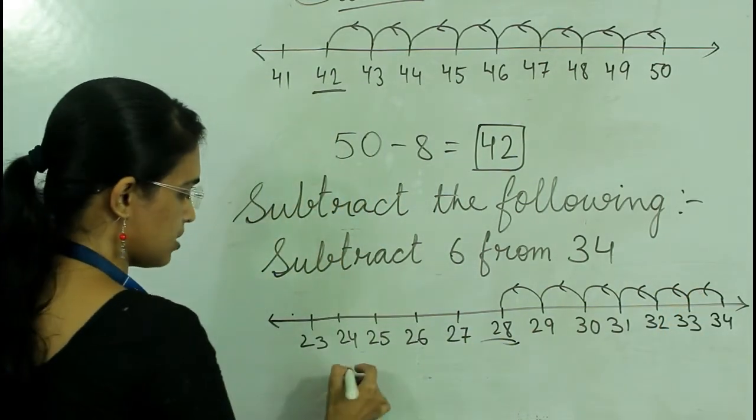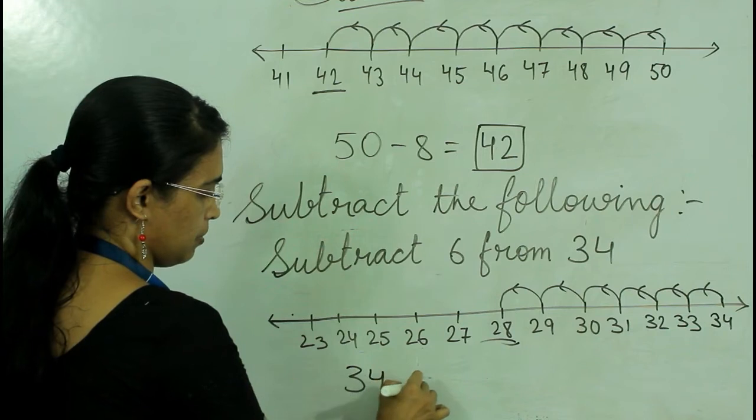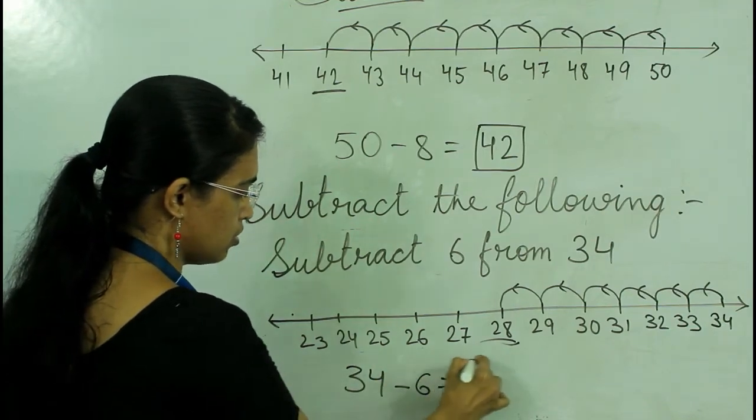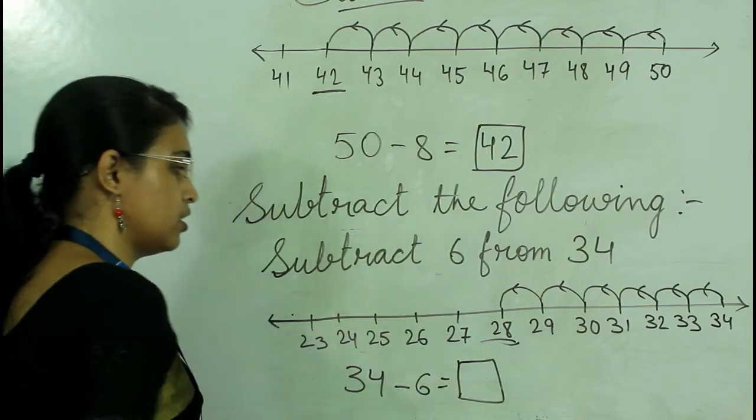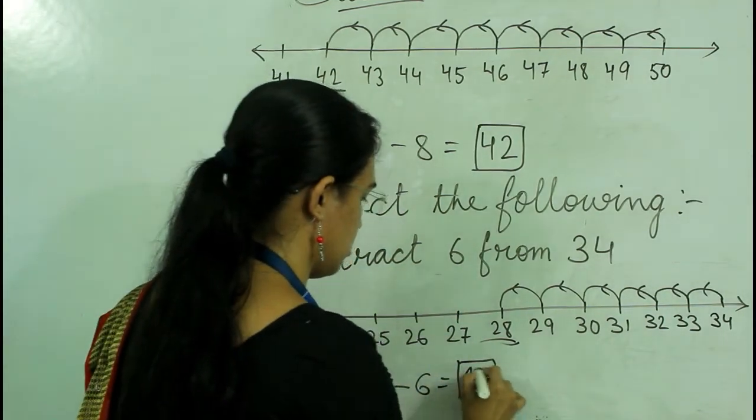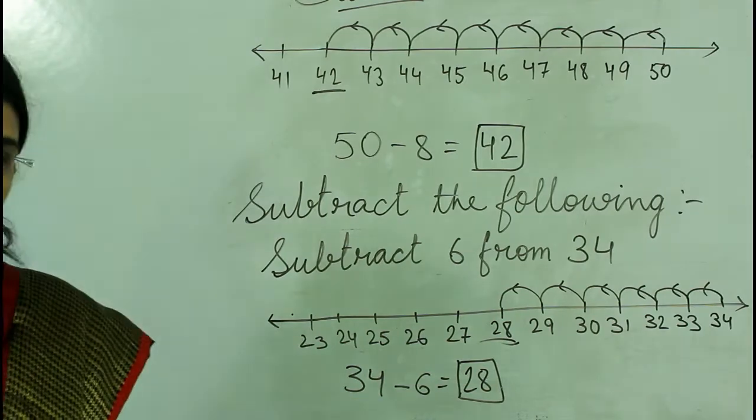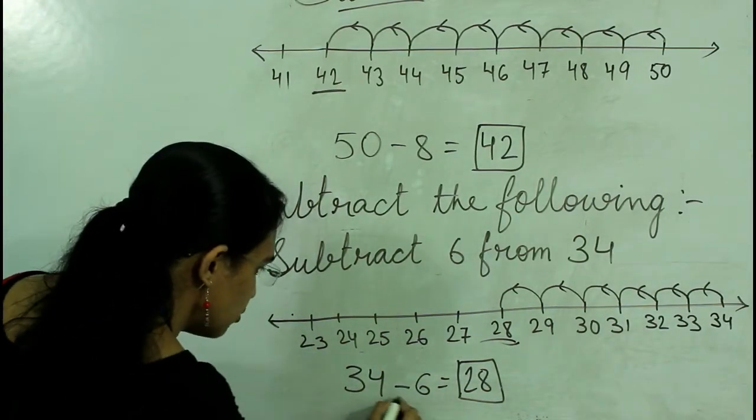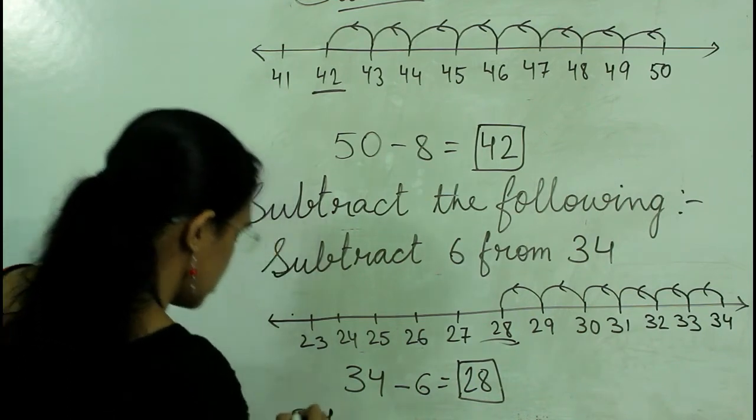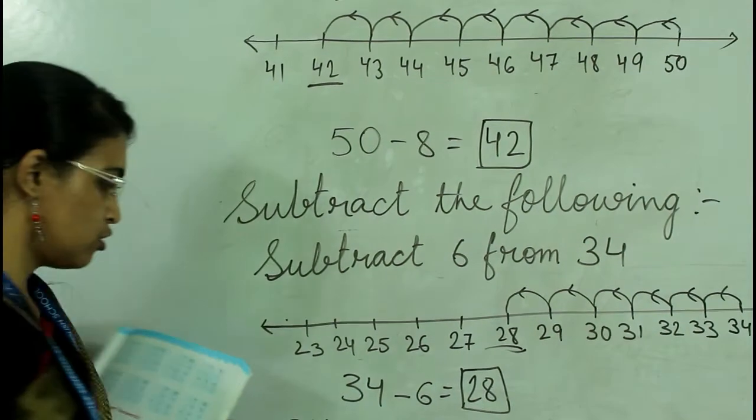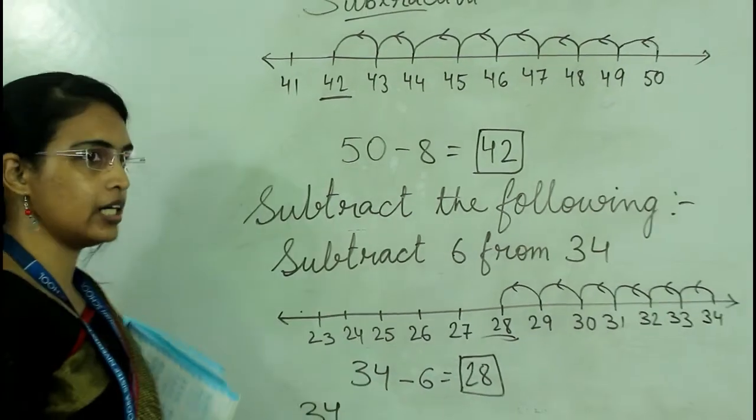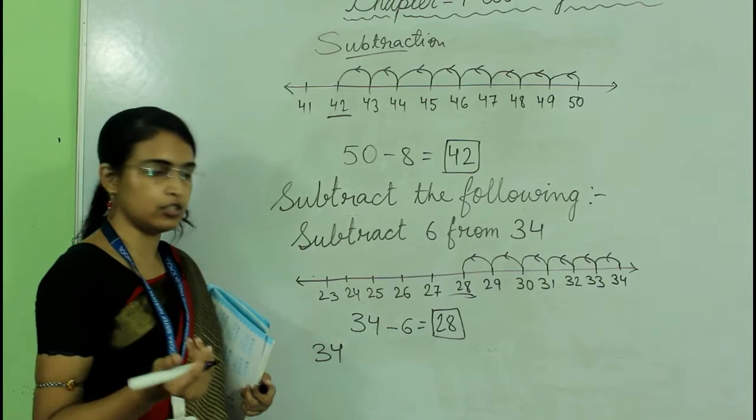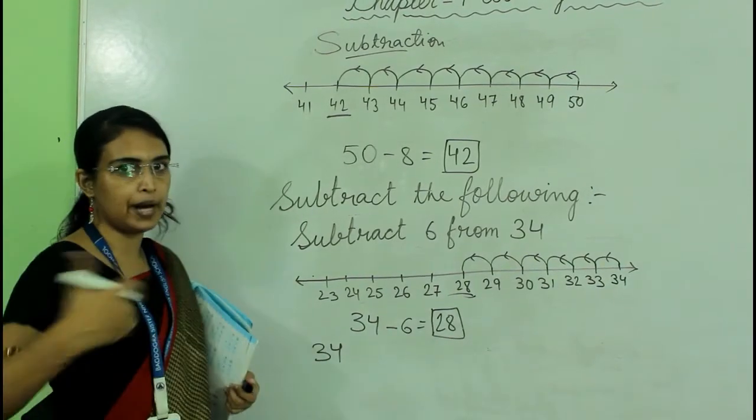That means 34 minus 6 equals 28. We can do this sum in another way, like we have to subtract 6 from 34, right? So we have written 34, and now we will use the backward numbers. From 34 we go back.